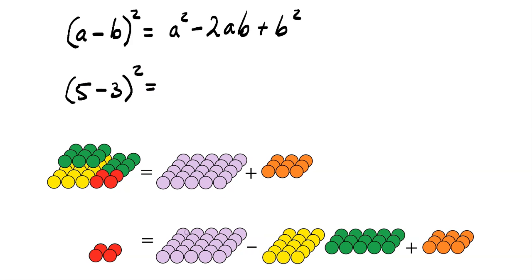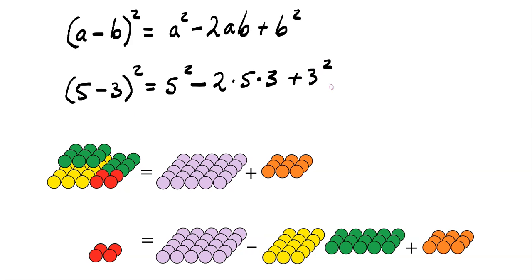What do we have on the other side? We have 5 squared. And then we take away these 2. But these 2 contain the same number of balls. We have 2 of those rectangles of balls. And we have 3 times 5, or 5 times 3 if you like. And then finally we have 3 squared.